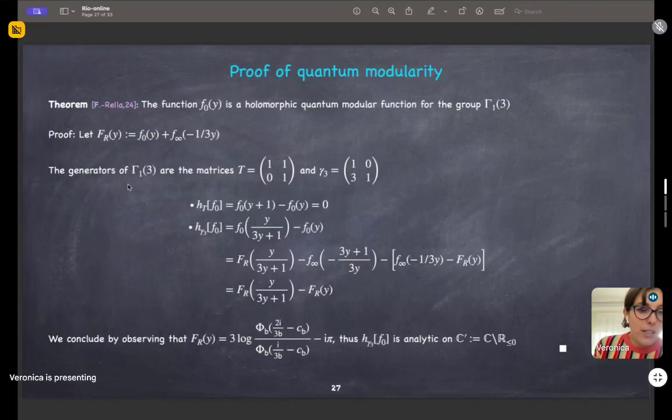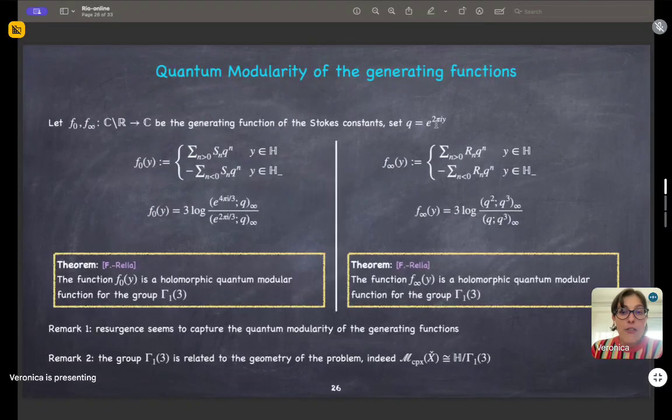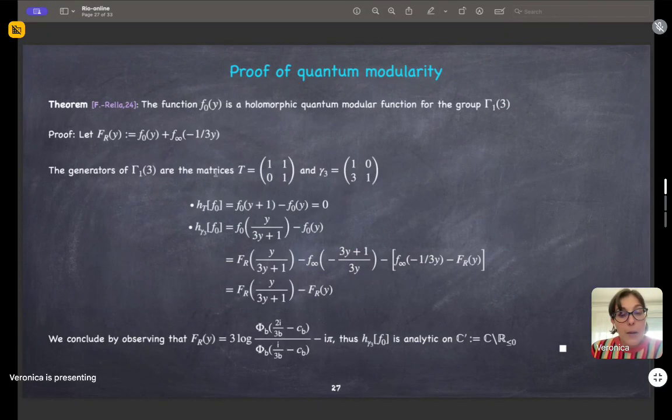And now let's take a look at the generators of the group Gamma 1,3. So these are these two matrices. And the function F_0, as defined above, is clearly invariant if you shift y by 1. Let me just go back to the definition one moment. It's defined as a power series in e^(2 pi i y). That's also why I chose y, because I get this invariance under T quite naturally from the definition. What is more interesting is the other cocycle, the one that corresponds to the group element that I call gamma 3.